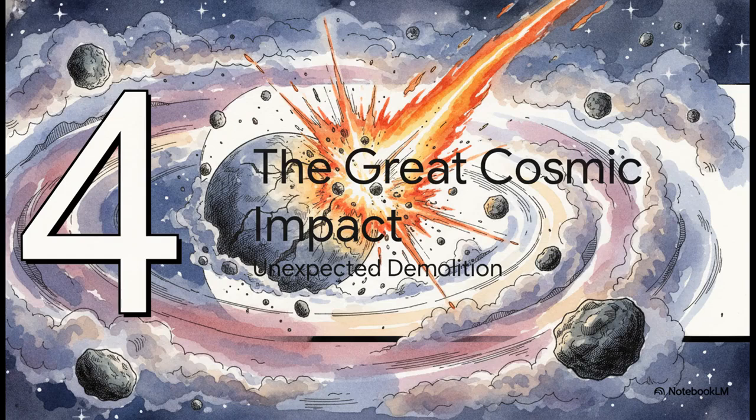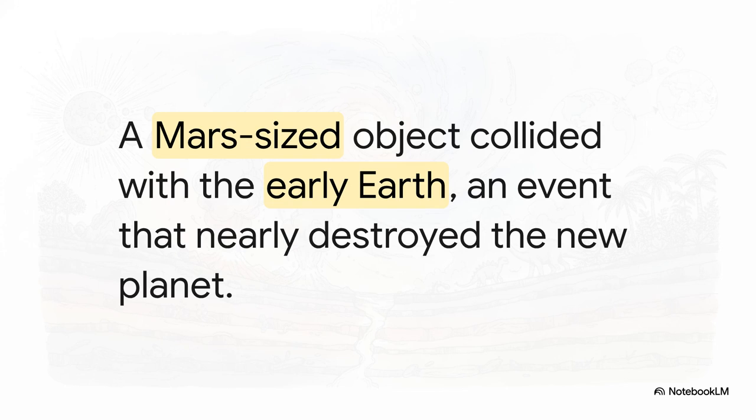But you know, just when it seemed like our planet was really starting to take shape, the universe threw a massive curveball. This is Phase 4, the Great Cosmic Impact. It was basically a giant demolition and remodel that changed everything. Seriously, try to picture this. An object the size of Mars slams right into our young Earth.